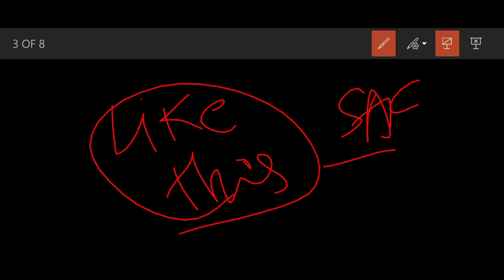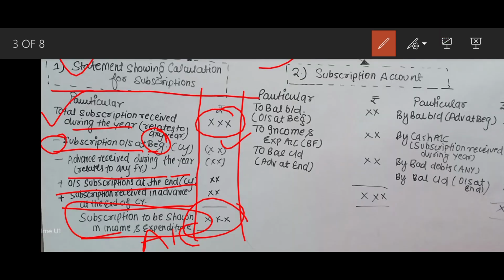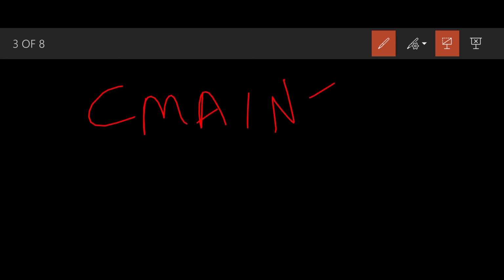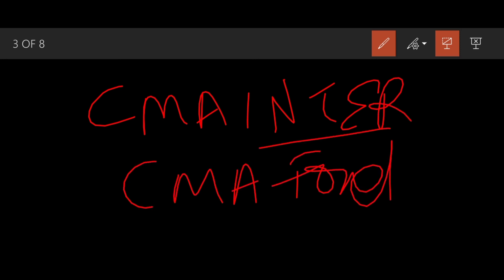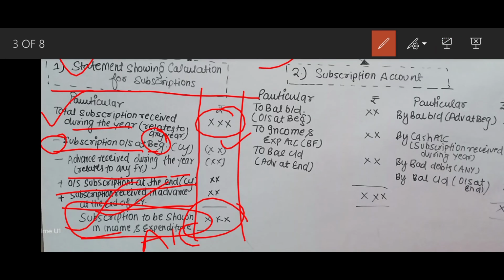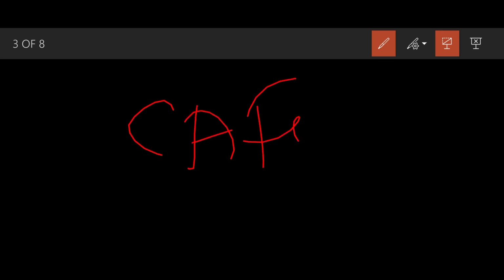So please learn both the concept, because a question can ask you anything specifically, right? In MCQs also they ask you to calculate the amount that will be shown in the income and expenditure account. Specifically, in CMA Inter and CMA Foundation, they ask in MCQs what amount will be transferred into the income and expenditure account. You can see these kinds of questions in CA Foundation also.